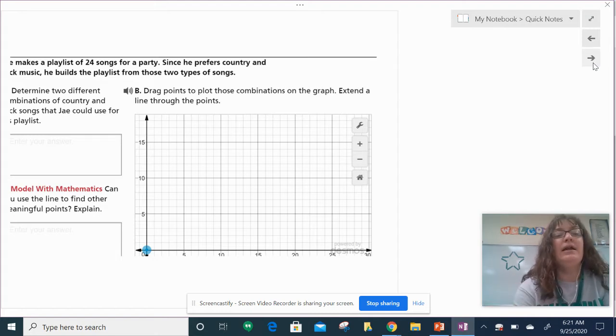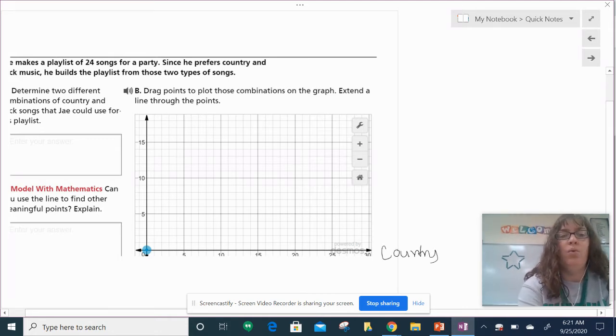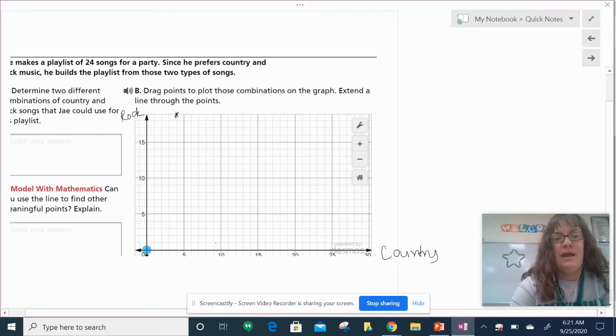All right, so let's just plot a few of those ideas. So if I call this bottom line our country songs and the y-axis are rock songs, then like I said, the example I gave, he could choose 4 country and 20 rock songs. Or he could choose 10 country and 14 rock songs. Or maybe he chooses 20 country and only 4 rock songs. Is it possible that he could choose 14 country and 10 rock songs?